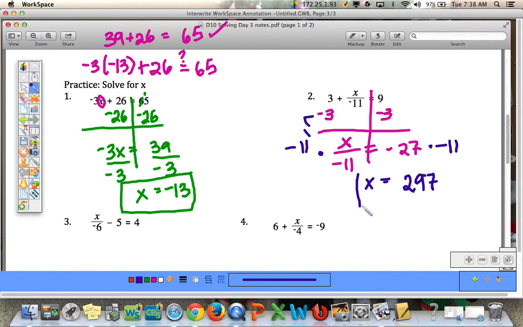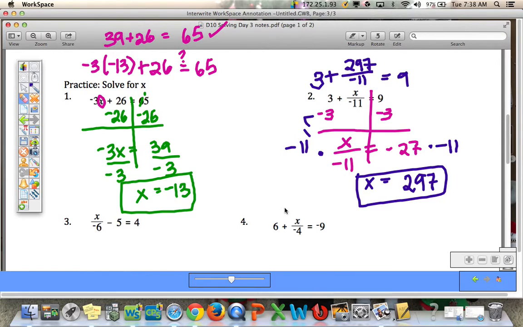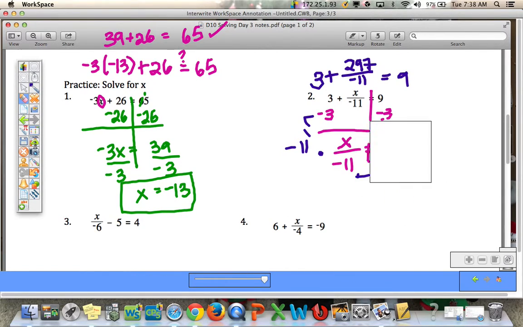Again, if you want to check your answer, you can plug back in. 3 plus 297 divided by negative 11. Does that equal 9? So let's try it. Divided by negative 11, negative 27. Oh, and I did something wrong. So looking at my answer, this is not right. What did I do? Oh, here I multiplied and I should have subtracted. So let's start again. This is why we check our answer.